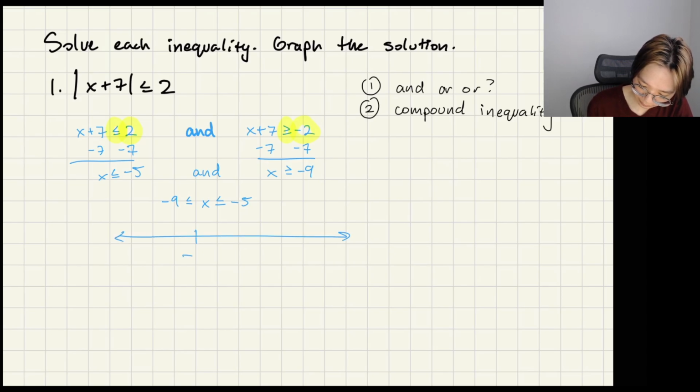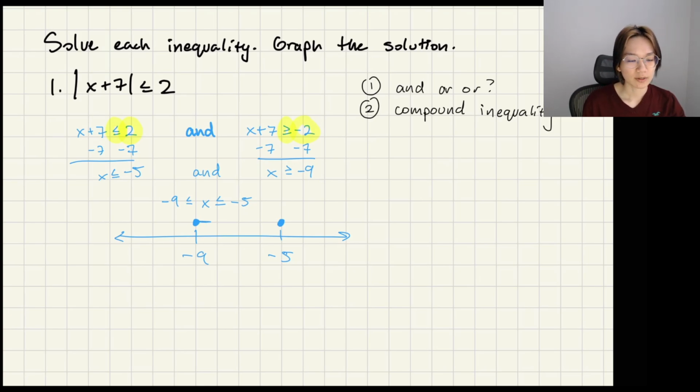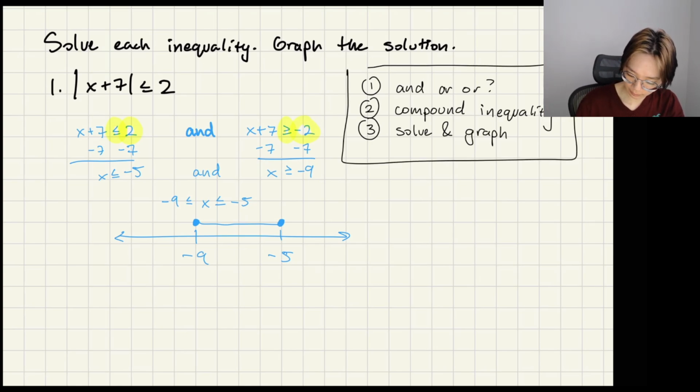If you want to graph it, we have negative 9 right here, negative 5 right here. Closed circle at both because it's an and. Let's double check that they overlap. For negative 9, it's greater than, so it's this way. For negative 5, it's less than, so it's this way. They do overlap, so where they overlap is right in between. Third step, I almost forgot: solve and graph. So these are going to be your main 3 steps for solving these.